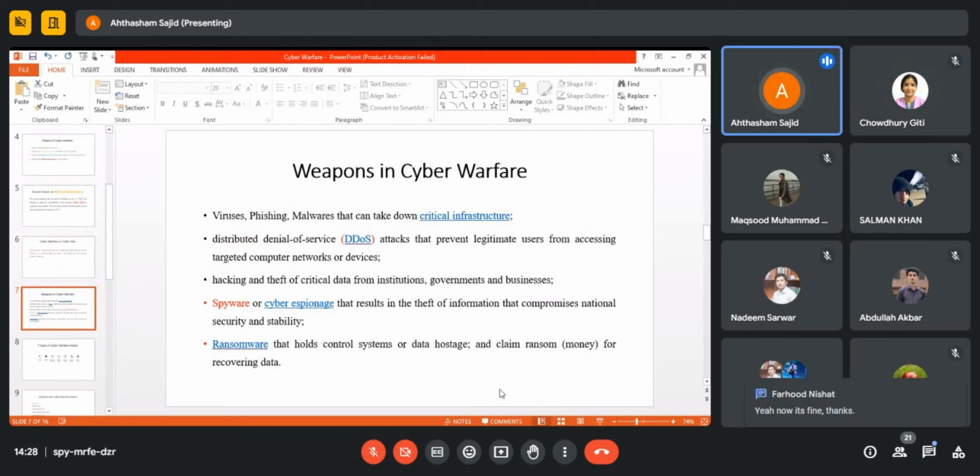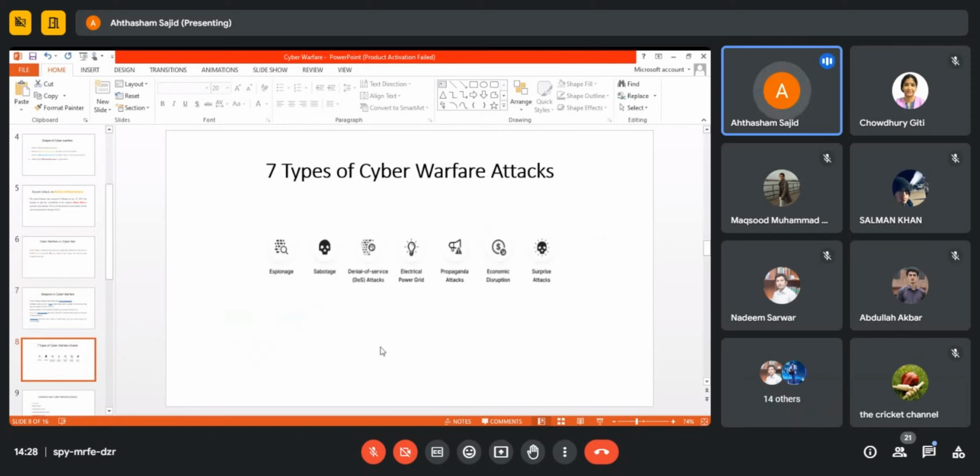So the latest techniques used nowadays by attackers include ransomware attacks, where they get access to your resources and data, and then demand a ransom in the form of money. And if you don't pay them, your total information is going to be leaked. There are seven types of cyber warfare attacks: espionage, sabotage, denial of service, and electrical power grid attacks. As I discussed, one such incident happened in Pakistan in January 2023.